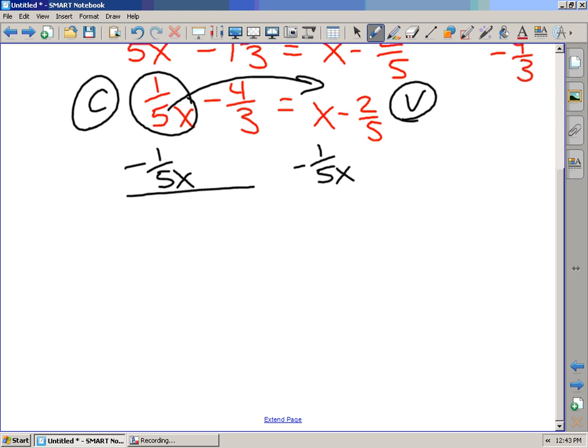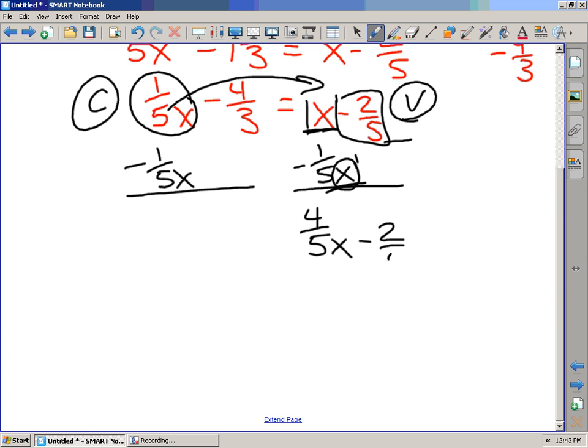Now I saw a lot of people when I was going around thinking that they should combine the -2/5 and the -1/5 x. However, this has an x. This does not have an x variable, so they are not like terms. For them to be like terms, they have to have the same variable with the same exponent, and these both have an x with a power of 1. So 1 minus 1/5 x, we're left with 4/5 x, and I carry down the -2/5. On the left side, -1/5 x and 1/5 x cancel, that equals 0, and we're left with -4/3.